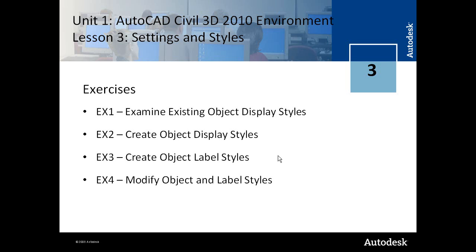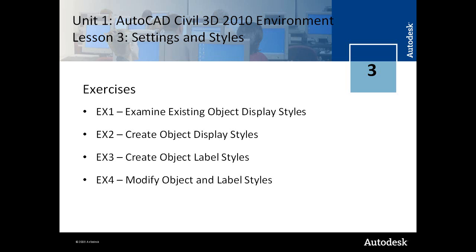Lesson 3 in Unit 1 addresses the settings and styles in Civil 3D. Styles are the key to displaying both objects and the annotation for those objects. So you have object styles to control the display of objects, and you have label styles to control the display of the annotation for those objects.